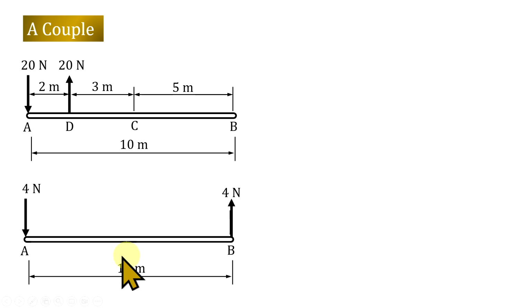Let's check it. These are the two forces, each 4 Newton, parallel forces, opposite in direction, means it's a couple acting on the rod. So what is moment of this couple? F into D, 4 into 10, again 40 Newton meter. So this couple 20 into 2 is 40 Newton meter anti-clockwise. Similarly, this couple 4 into 10, 40 Newton meter, same magnitude and direction of the couple. That means these two couples are equivalent.